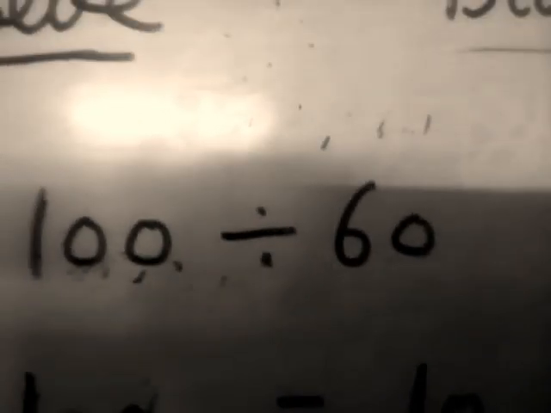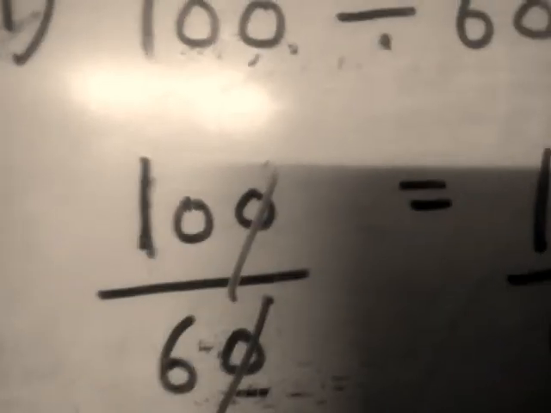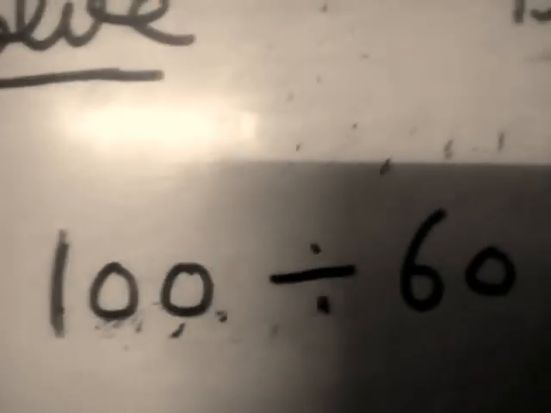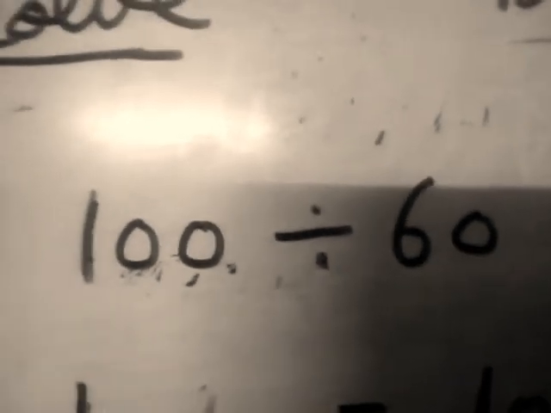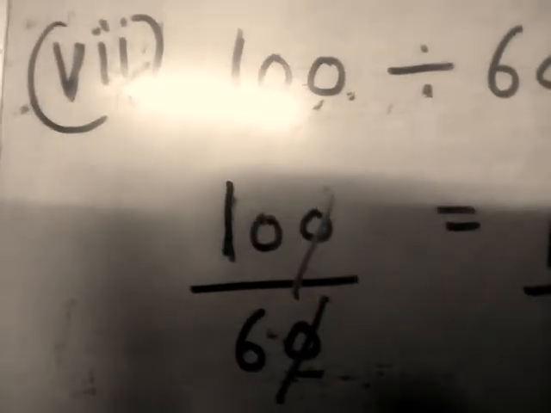100 divided by 60. You cannot simply divide 100 by 60. 100 divided by 60 will be written in the ratio form, because this is the fractional form of division that you are learning. 100 divided by 60 will be written as 100 upon 60. So here the zero gets cancelled.